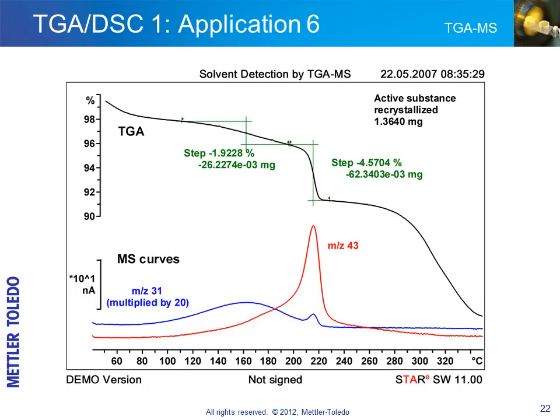In this example, the active substance was recrystallized from methanol and acetone. The presence of these two solvents is confirmed by the peaks in the m/z 43 and m/z 31 MS fragment ion curves. The results indicate that the weight loss step at 200 degrees Celsius is almost entirely due to the elimination of acetone.